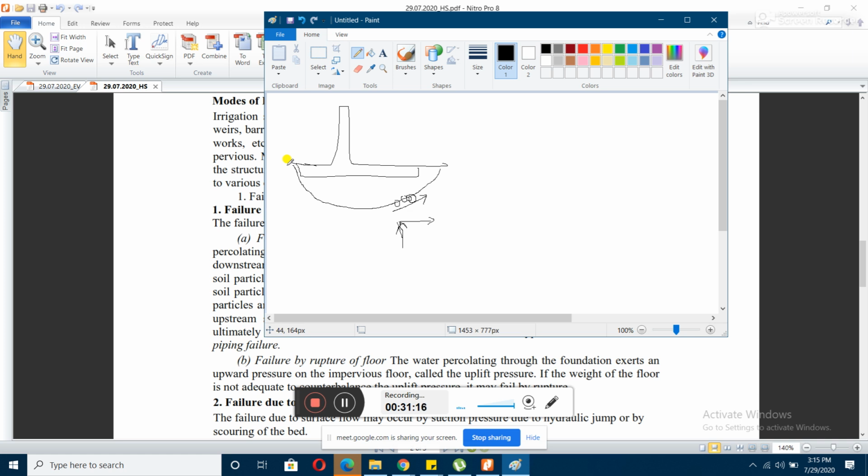Because this is a hollow thing happening, the structure will tend to subside here. There is a hollow-like thing happening here, so the stability of the structure won't be there, and the structure will subside into this hollow. So the structure will collapse. This failure is known as failure by piping.